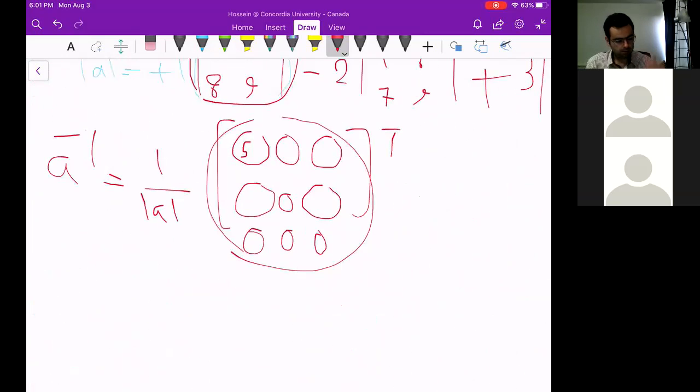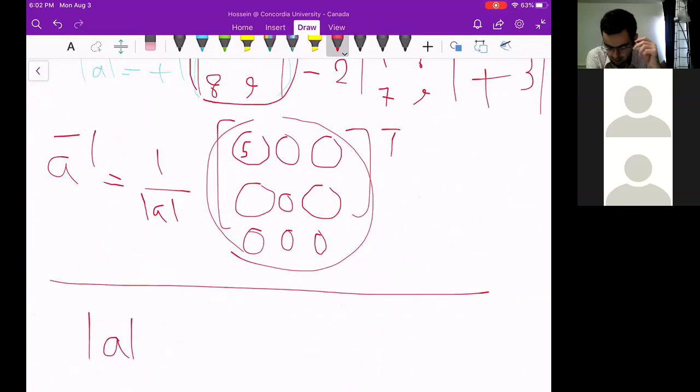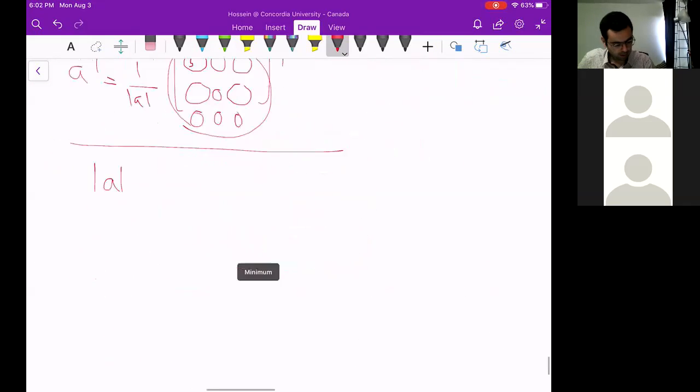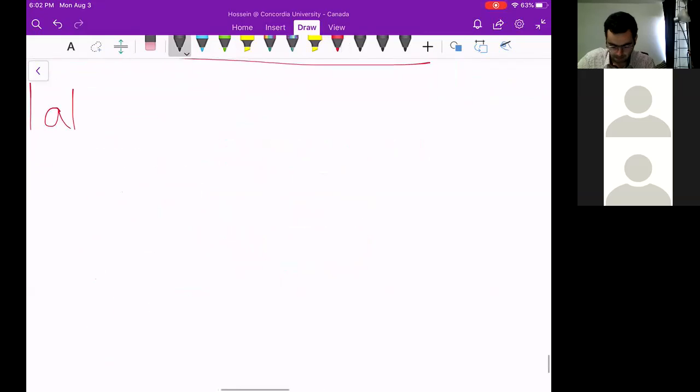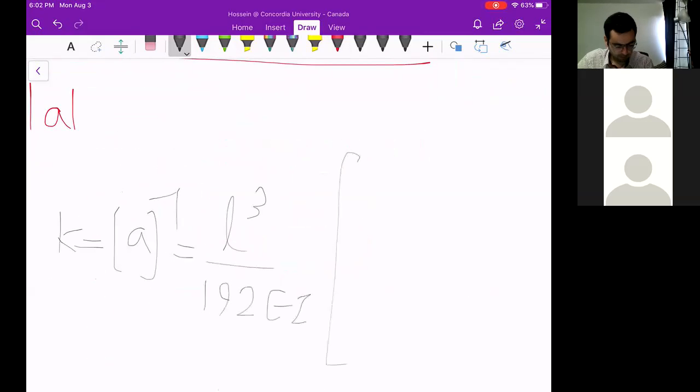However, this matrix is 4 by 4 and the calculation is a little lengthy. You have to find the determinant of the matrix A, and the final result I can give you: K is L cubed. Factor out this term, just work with the number. At the end, you can multiply this by this matrix.